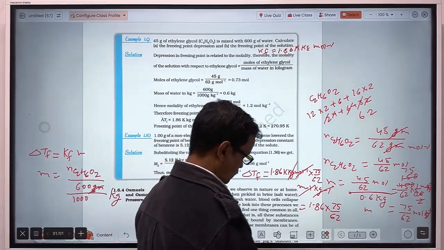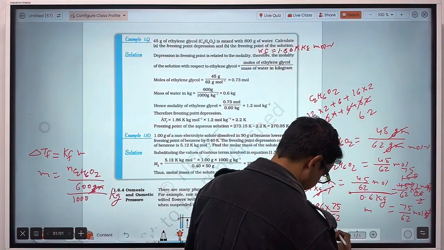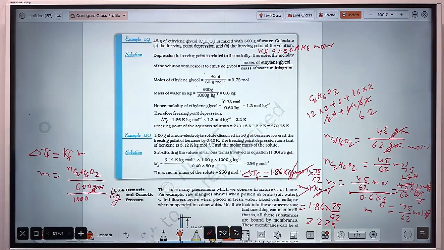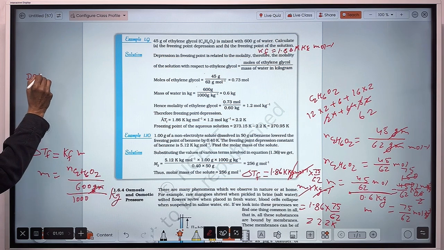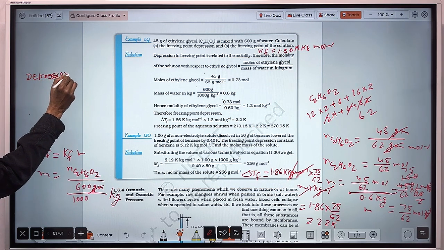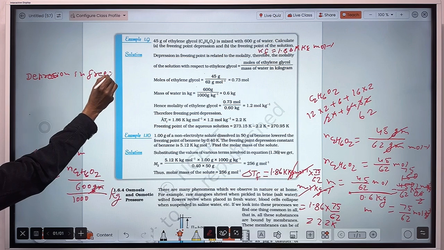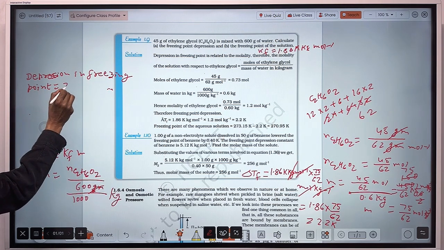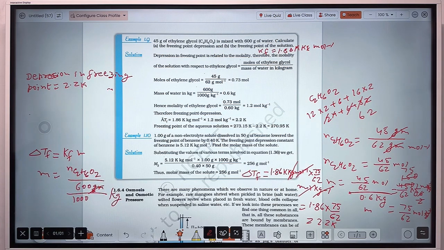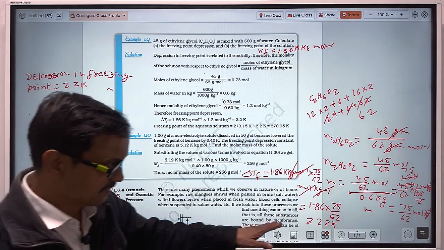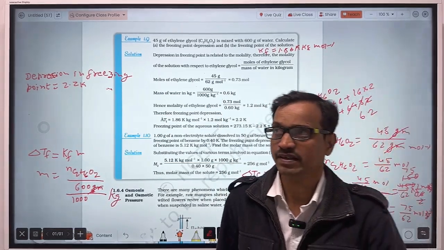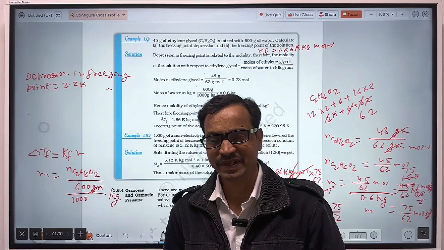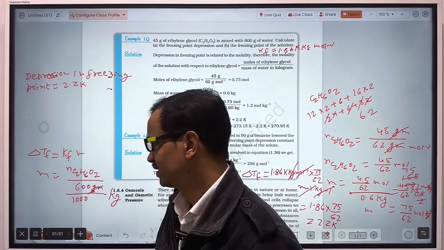So after solving, that will become equal to 2.2 Kelvin. So the depression in freezing point of the solution will be 2.2 Kelvin. So what will be the new freezing point? The freezing point here has been decreased. So the new freezing point will be freezing point minus 2.2 Kelvin.